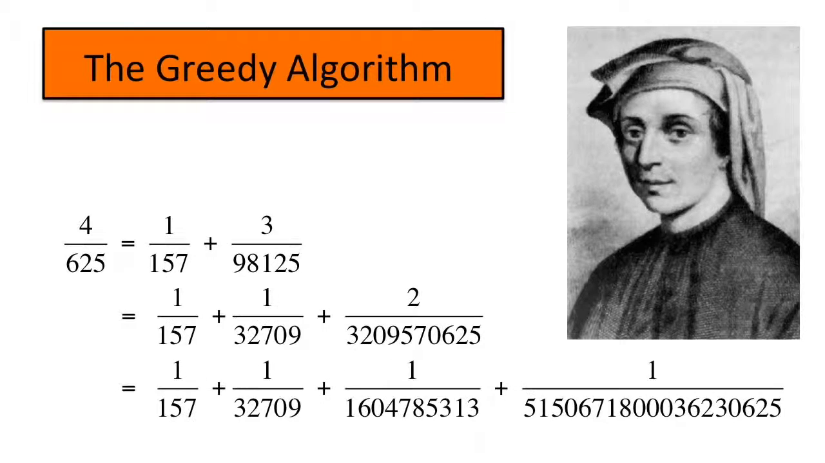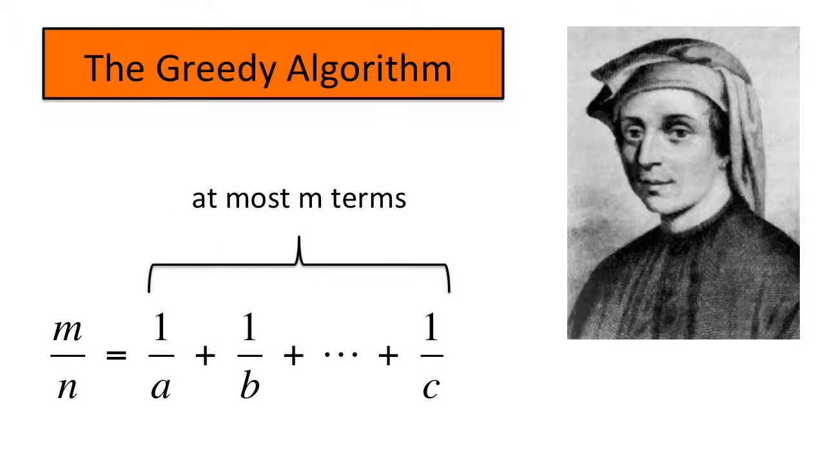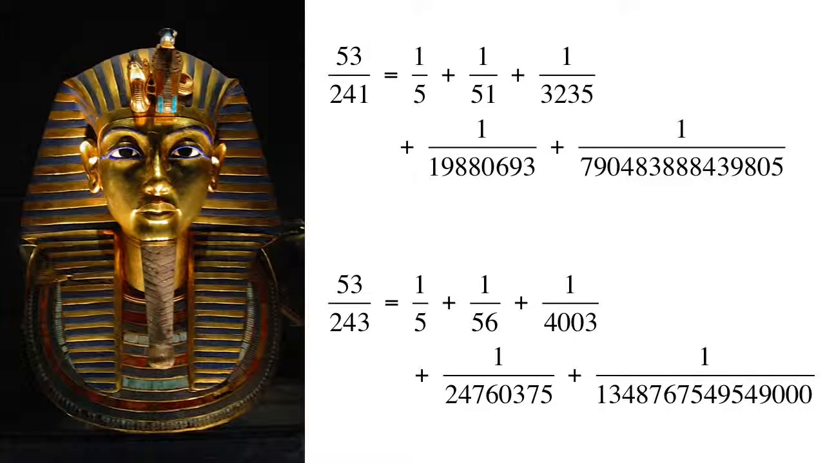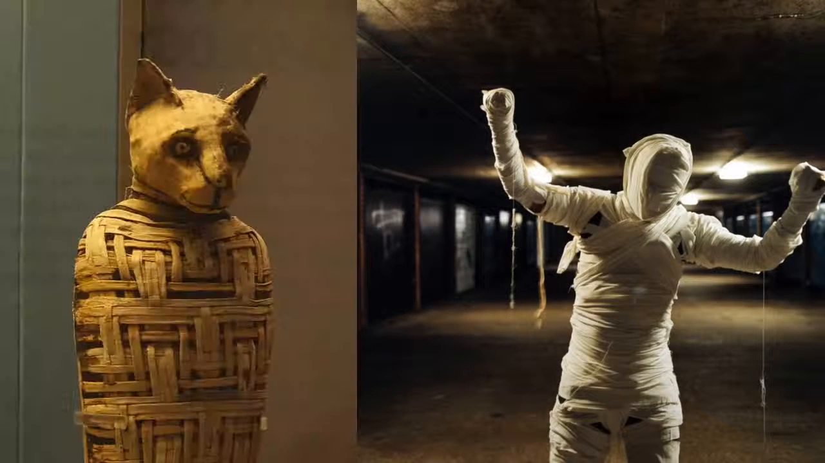Now take the remaining fraction, subtract its largest possible unit fraction, and so on. Note that in each step the numerator of the remaining term goes down. This always happens with the greedy algorithm, and so the fraction m/n can always be written as an Egyptian fraction with no more than m terms. However, the greedy algorithm can produce denominators that are big enough to scare a mummy and a mummified cat.